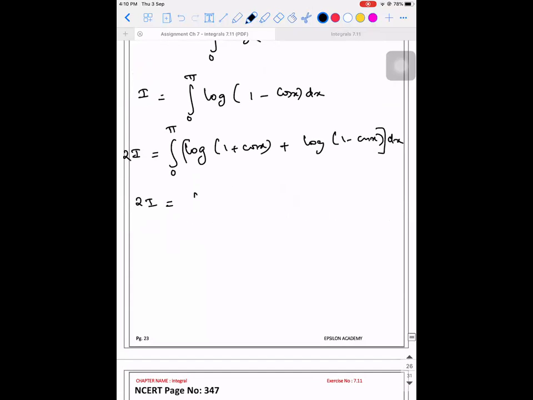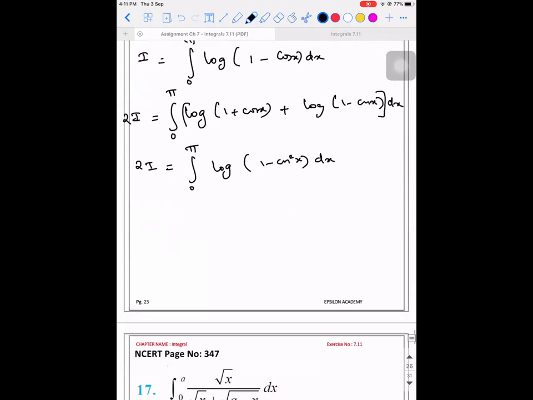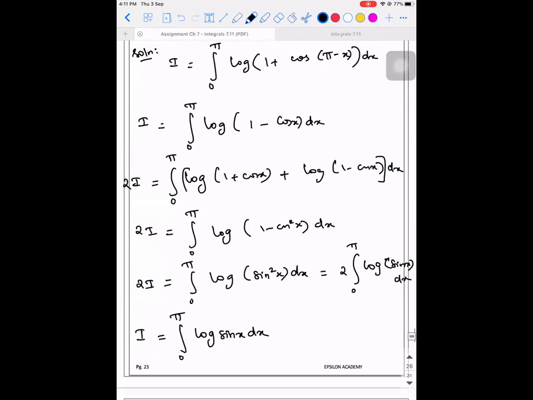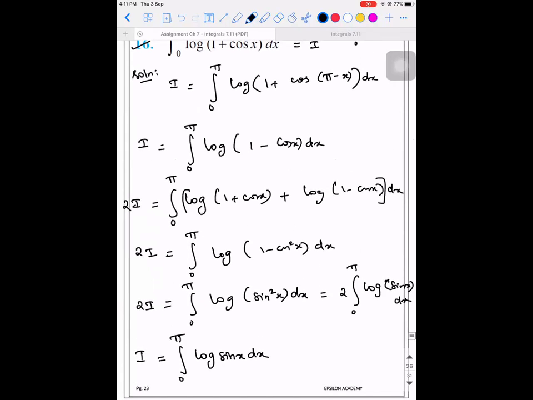Right? So 2I will be equal to integral of 0 to pi log of 1 minus cos square x dx. So it is going to be integral of 0 to pi log of sine square x dx. So this will be 2 times integral of 0 to pi log sine x dx. So I will be equal to integral of 0 to pi log sine x dx. Is there any doubt till this step? Just let me know if there is any doubt.